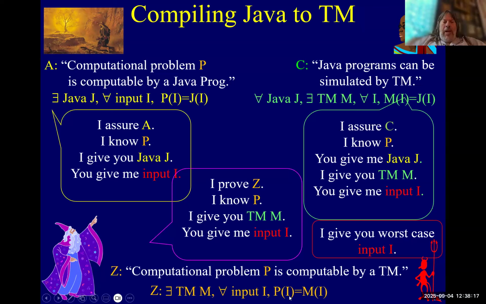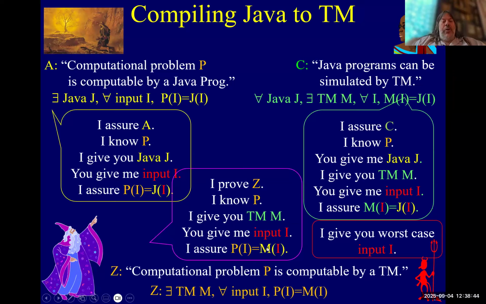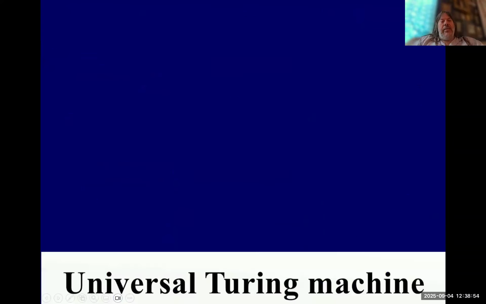Now, what is my goal? My goal is to prove this down here, right? How do I prove it? Well, A assures me that the Java program gives the right answer for the computational problem. And C assures me that the Turing machine gives the same answer as the Java program. So I can put them together and get that the Turing machine gives the same answer as the Java program, which gives the same answer as the computational problem, and so we're done. And that is great. Everybody follow that?